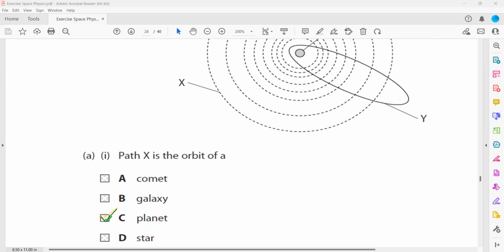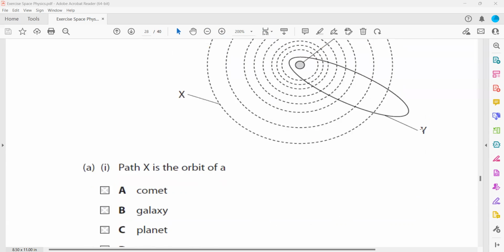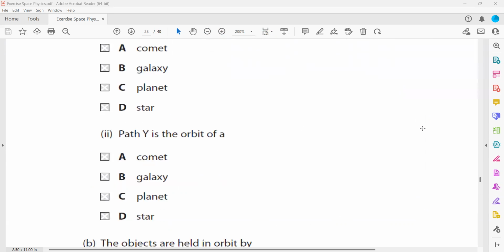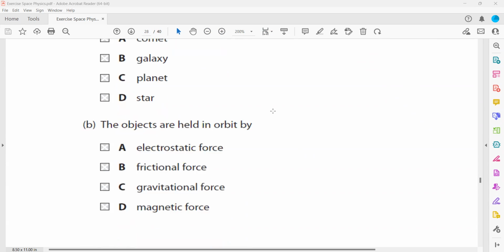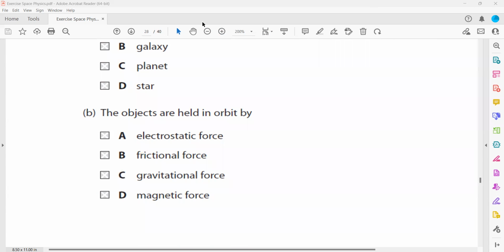That's true. What is path Y? You can see this path Y. Path Y is the orbit of what? Comet, galaxy, planet, star. So it's the orbit of a comet. The objects are held in orbit by which kind of force? So objects are held by the gravitational force. You can use your mic. Those who are not able to use screen annotation can use a mic, or you can also use your chat.